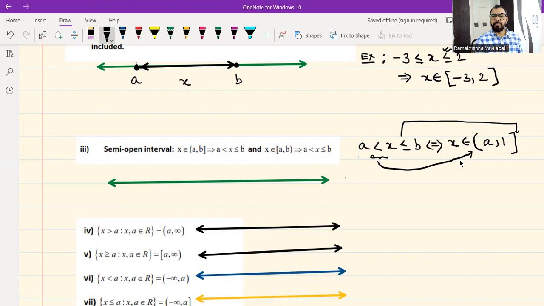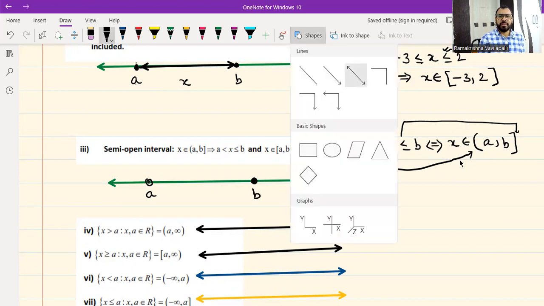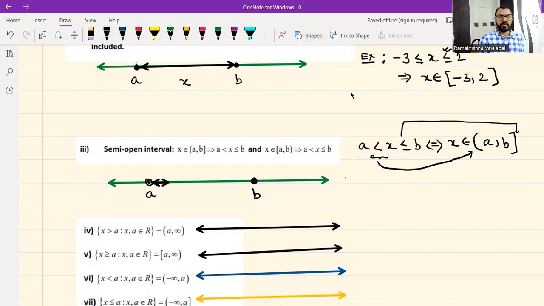A, comma, B. It means X takes the values more than A and less than or equal to B, meaning either less than B or maybe equal to B. So here this is A, so A is open, and this is B, so it is closed. So F assumes all values between A and B. But it will not assume A, but it will assume B and all the values between A and B.